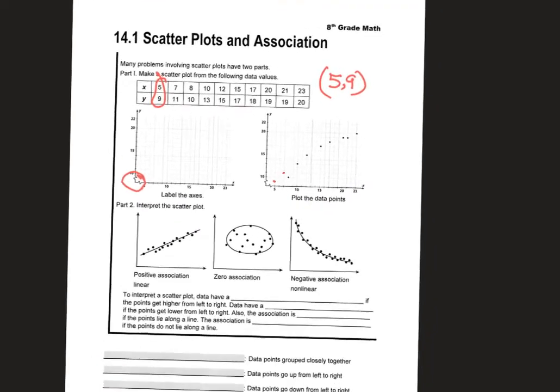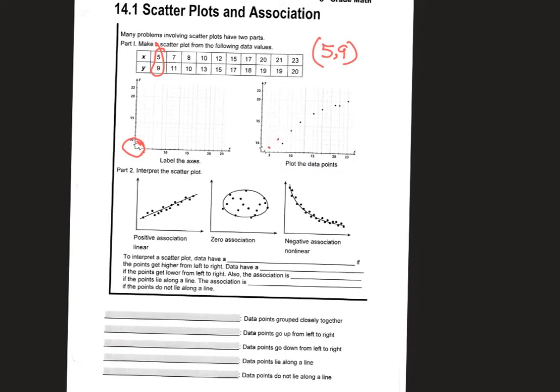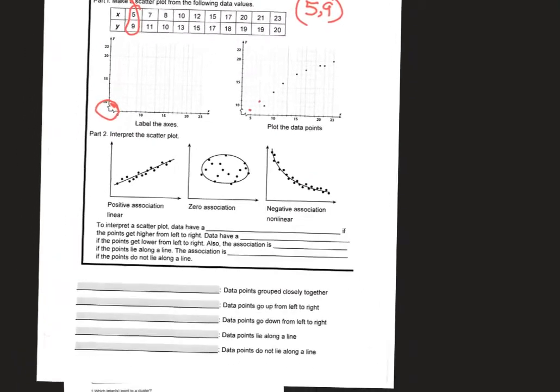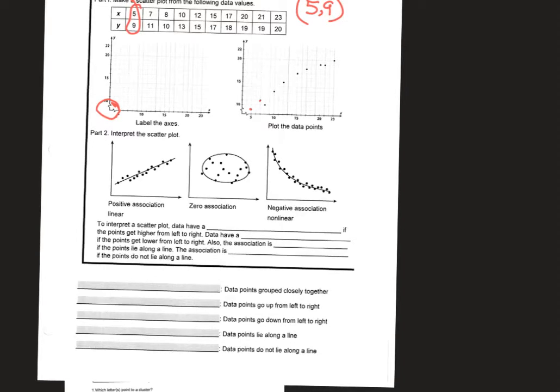Once you've made the scatter plot, then you can interpret what it means. There are three things you need to know. The first one is if it has positive association. That means if you draw a line, most of those points are going upward. The second one has no or zero association, meaning you can't really draw a line in there. It's kind of all over the place. And the last one is kind of down, and this would be negative association.